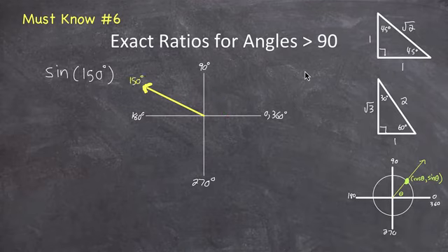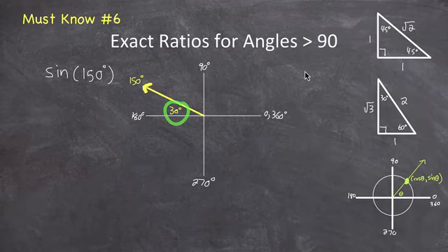Now each principal angle has a reference angle. The reference angle is the angle between the terminal arm and the closest x-axis. The angle between 150 and 180 would be 30 degrees. So I could say that the reference angle is 30 degrees.